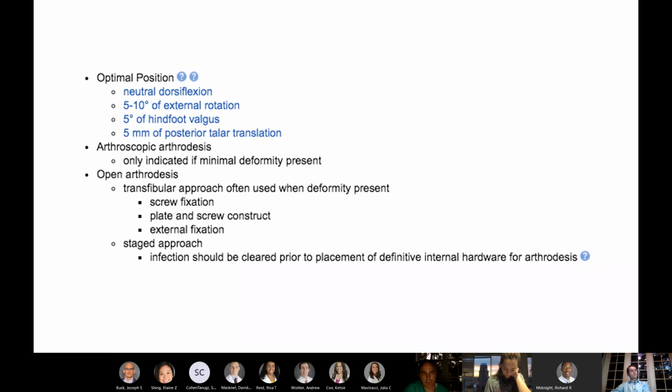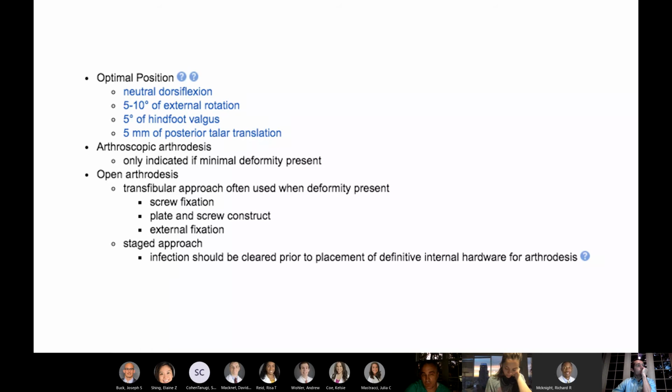So just know your optimal position, 5 degrees, 5 degrees, 5 degrees. They talk about the posterior talar translation, and what you're trying to do is shorten the lever on the forefoot. So where your ankle rotates over, then you have less forefoot to essentially vault over and pressure in that area.